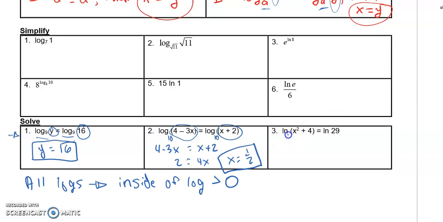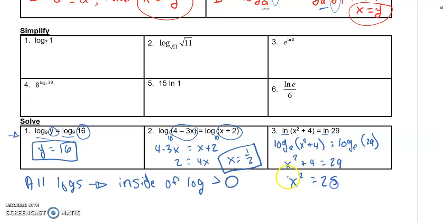Okay, next one, natural logs. That's really log base e. So log base e of x squared plus 4 equals log base e of 29. You don't have to switch it. We can still see that it's the same base over here, but I get x squared plus 4 has to equal 29. I'm going to use the square root method, so let's subtract 4 from each side. Square root, and we get x is equal to plus or minus 5.